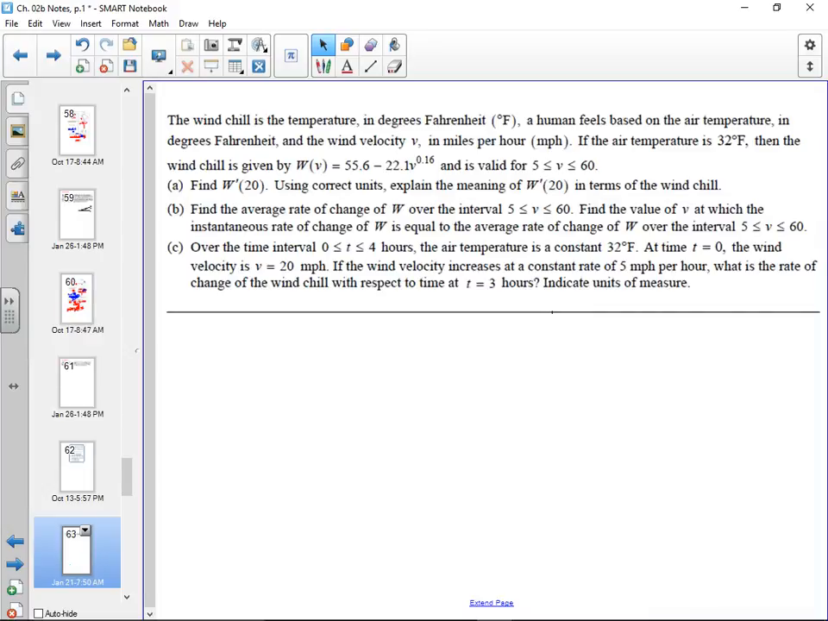I want us to work together to read a problem, understand what it's saying, and try to translate mathematically what we can show or what we can write in order to signify what's going on, and then see if we can work through some of these problems.